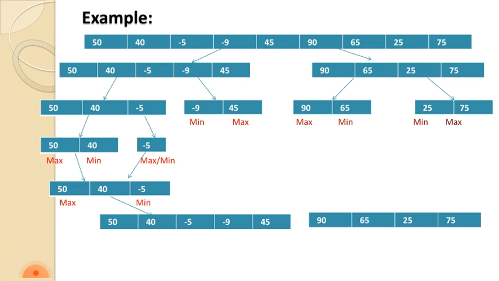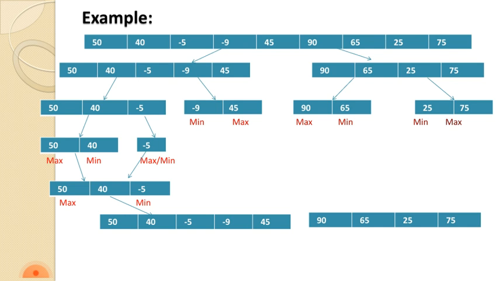So when we compare the maximum, that is 90, with the maximum 75, at that time 90 is maximum, so we can say the maximum value is 90. Comparing the minimum value 65 with the minimum value 25, the 25 is the minimum. So we can get the maximum value 90 and the minimum value 25 of our right part.